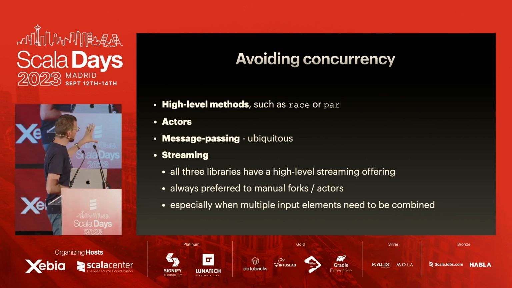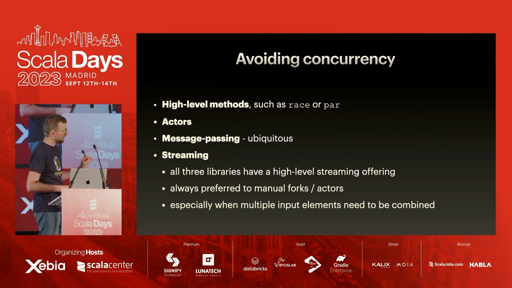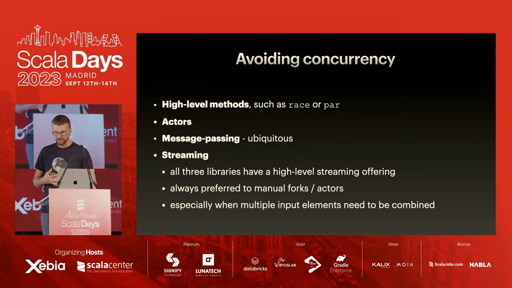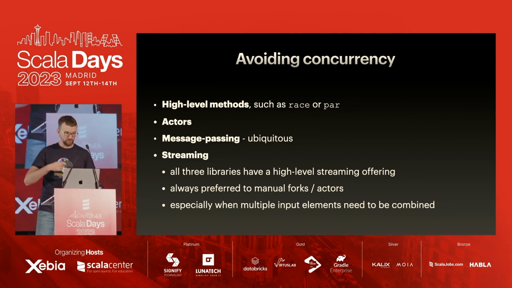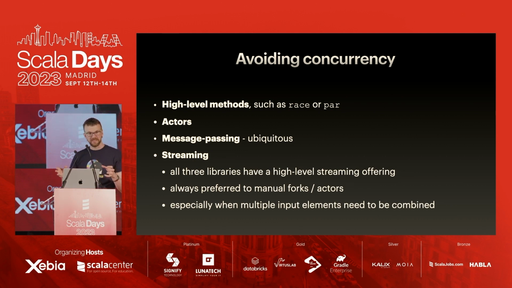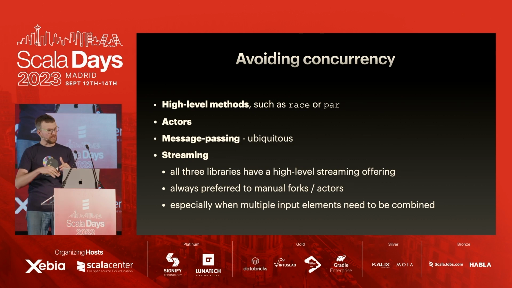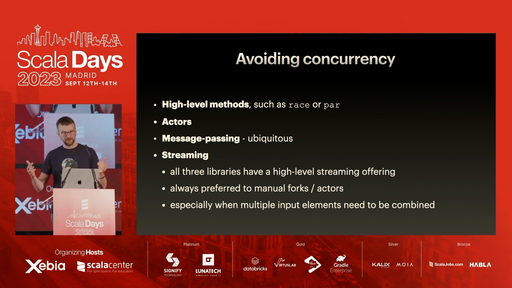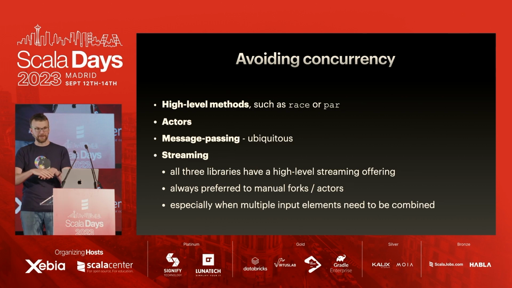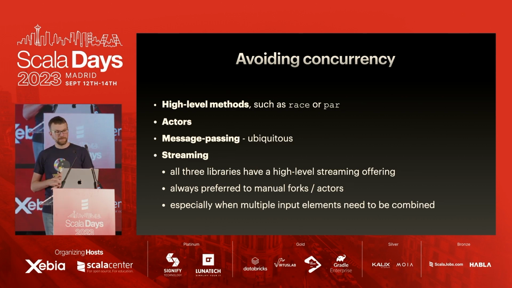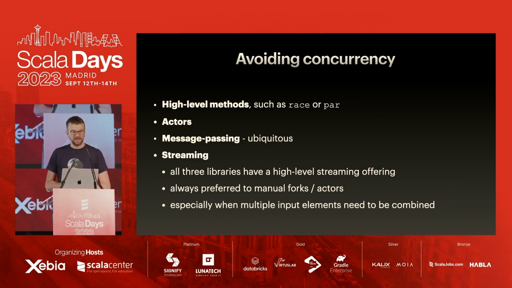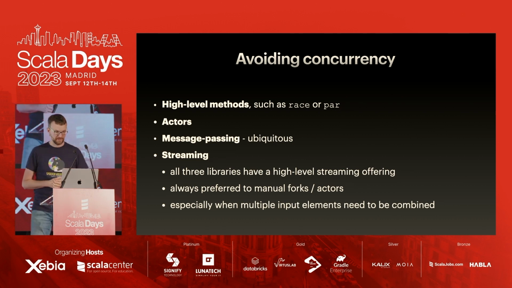And an important part which we haven't really touched on is that all three libraries and all three approaches have a streaming component. Very often it's the case, especially when you want to manipulate multiple input elements and combine them in various ways, that these streaming libraries provide a great answer of how you can avoid concurrency. They also often have combinators which allow you to process some elements in parallel, do some buffering, limit the parallelism, and so on. So quite often, in addition to these high-level combinators and actors, you can turn to the streaming approaches that can help to avoid concurrency.